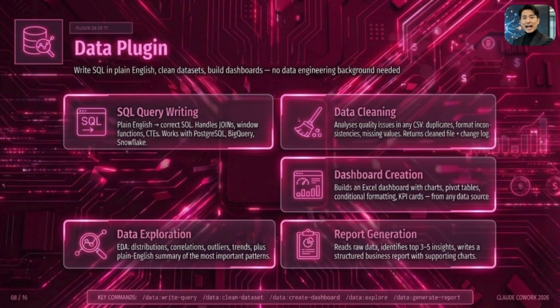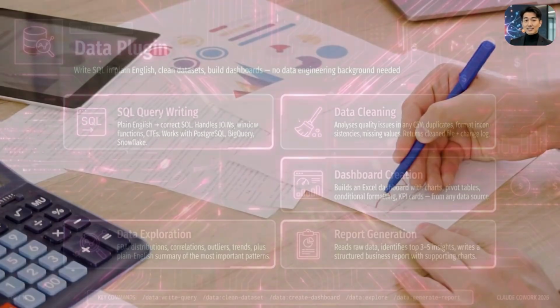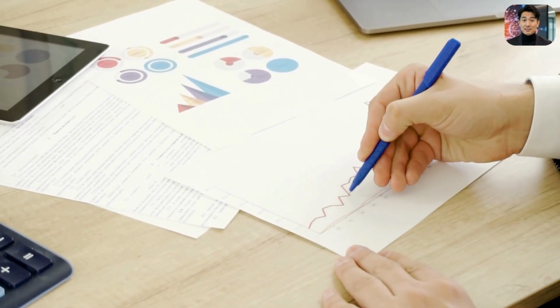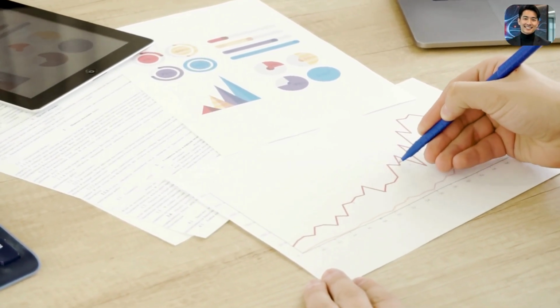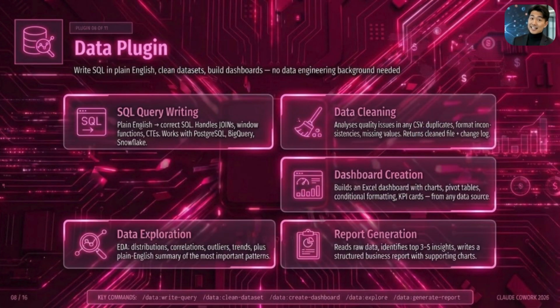Plugin 6 is data, and this one is for everyone who works with spreadsheets, databases, or any kind of structured information, regardless of technical background. The SQL query writing skill translates plain English into correct SQL queries, handling joins, aggregations, window functions, and CTEs, adapted to your database dialect, whether that's PostgreSQL, BigQuery, Snowflake, or MySQL.